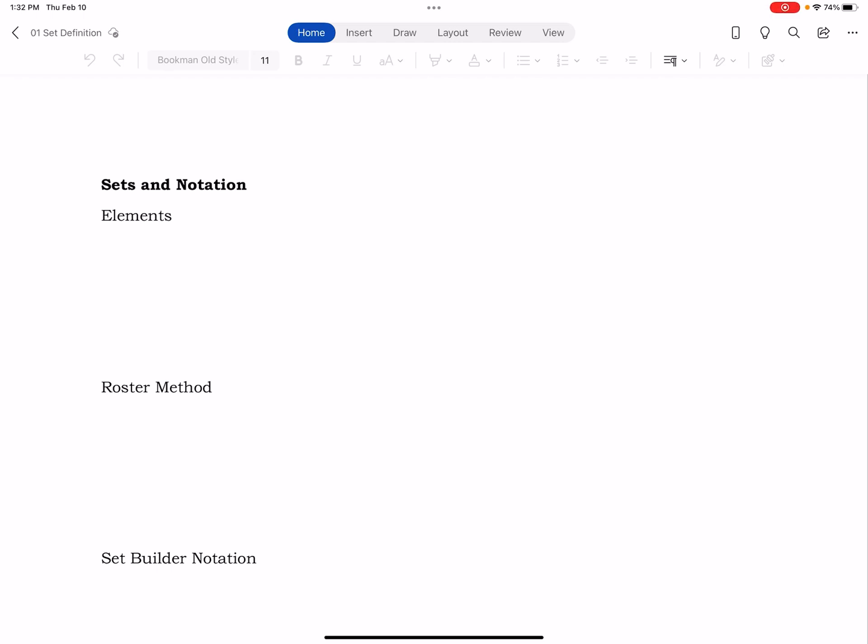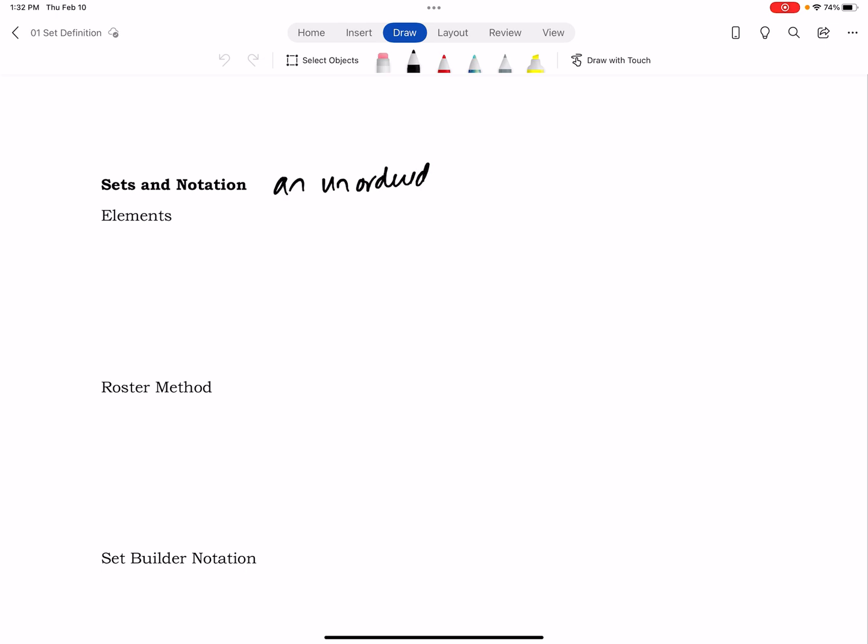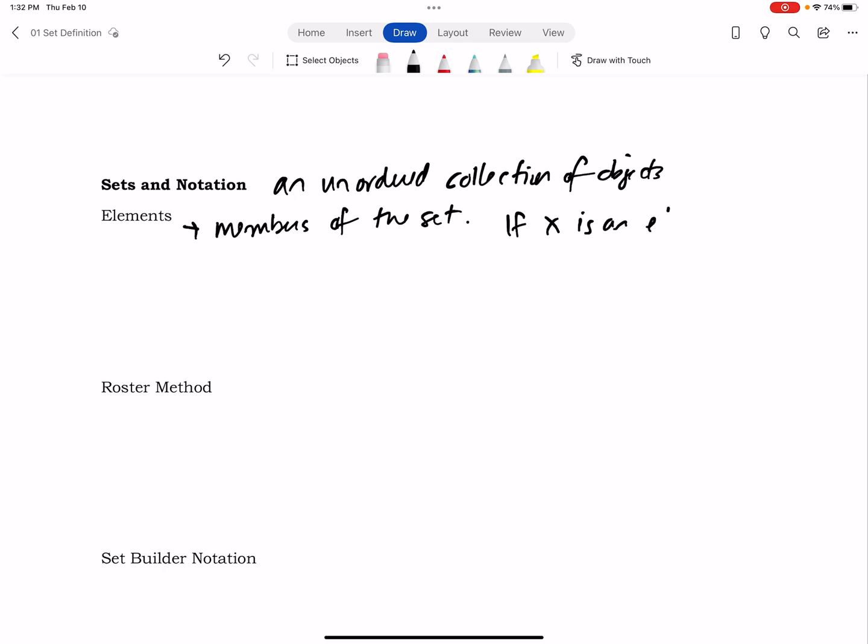So a set is a collection of objects. It's an unordered collection. It doesn't matter how you list them. And the objects inside the set are called elements, the members of the set. The way we note this is if X is an element of set A, then we say X, and we use this element of or in set A.